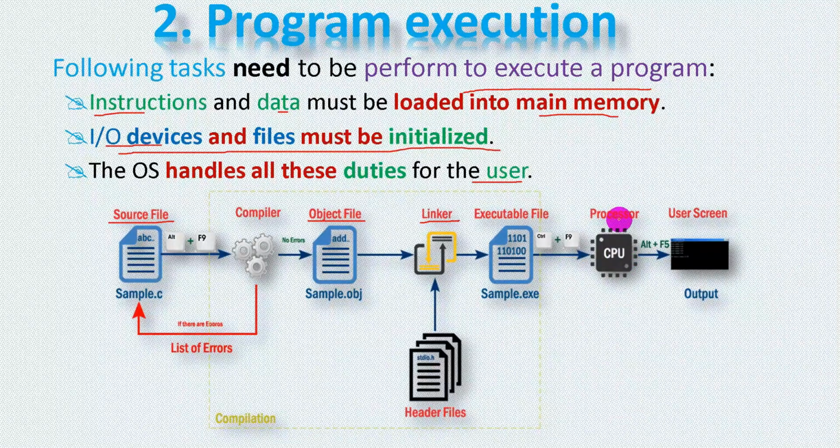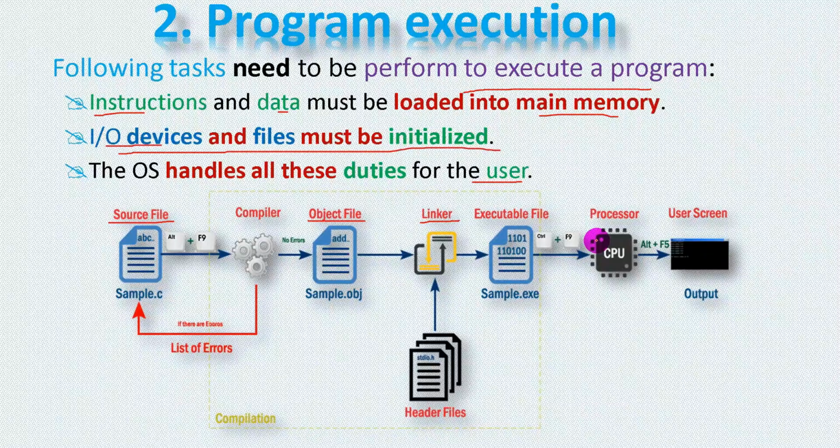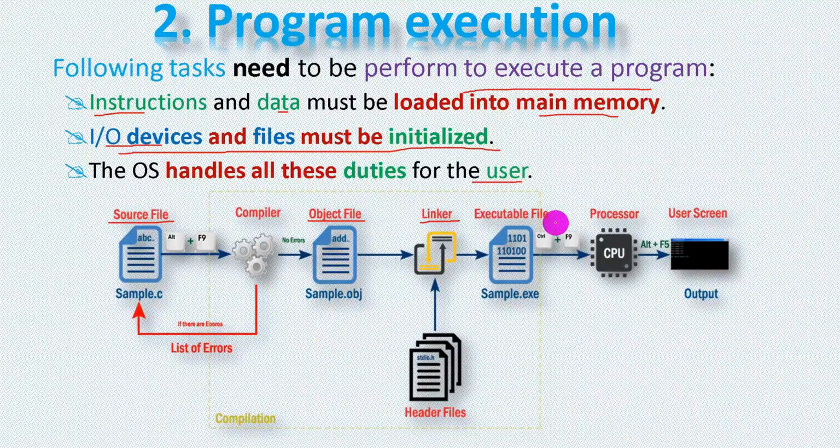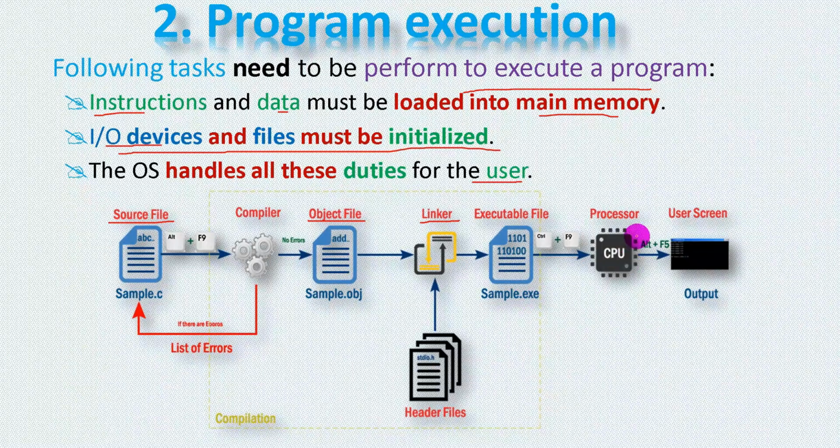We call it the processor. This processor, with the support of the arithmetic and logic unit, executes and transforms to an output unit, right? It produces sensible information, or it produces an output. You can use the Alt plus F5 shortcut, and in order to feed this executable file, which is .exe, to the central processing unit, you can use Ctrl plus F9. Finally, it produces an output on the user screen.